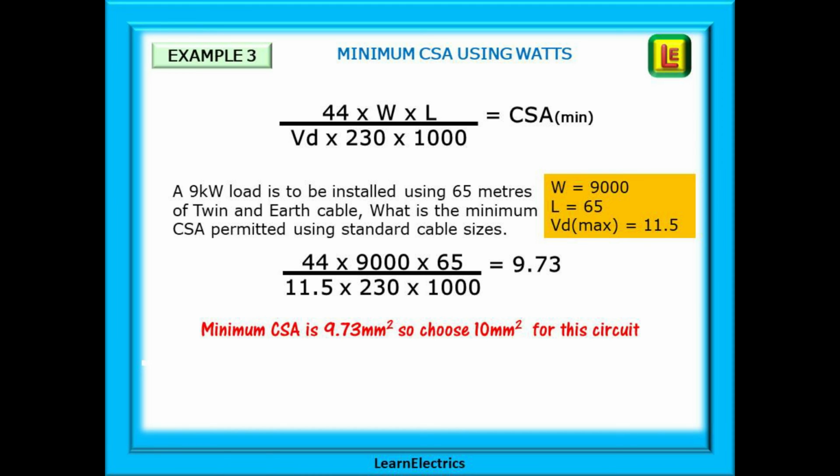From the question, we know that the wattage is 9 kilowatts or 9,000 watts. The length of the circuit is 65 meters and the maximum permitted voltage drop for non-lighting circuits is 11.5 volts. When these are put into the calculation, we have a minimum cable size requirement of 9.73mm. The nearest standard size equal to or greater than this is 10mm.